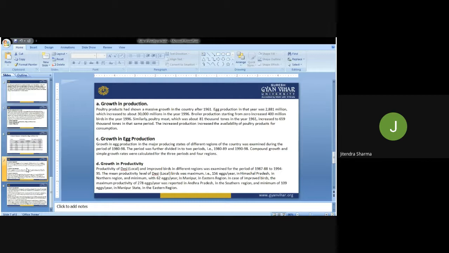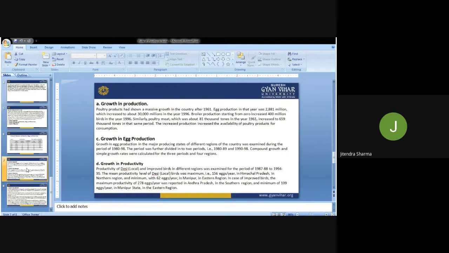Similarly, poultry meat was about 81,000 tons in the base year, and it has increased to 659 in the same period. The increased production increases the availability of poultry products for consumption. So an increase in production definitely enhances the availability of poultry products for consumption.